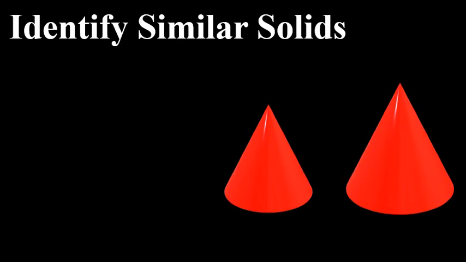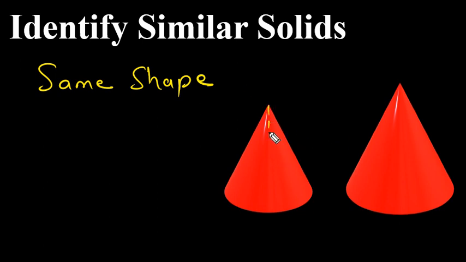Hi everyone, in this video I'm going to discuss congruent and similar solids. First we need to identify similar solids. As you can see on the right you have two cones. What do you think, are they similar? For similarity they should have the same shape. If the shape is the same then you can call them similar, okay?